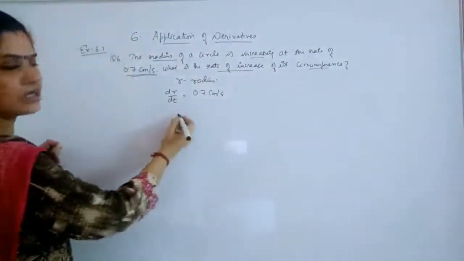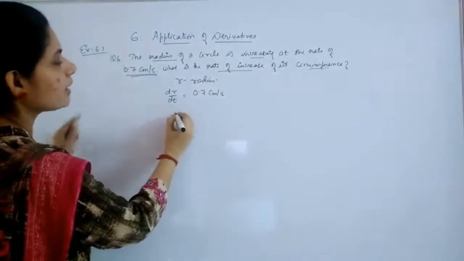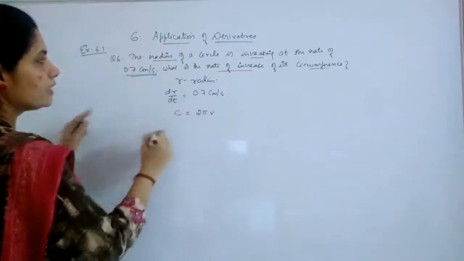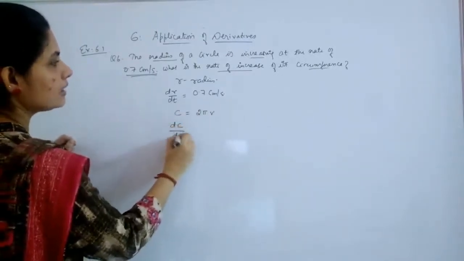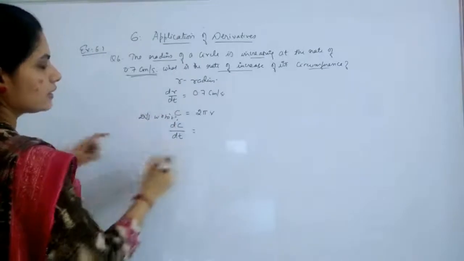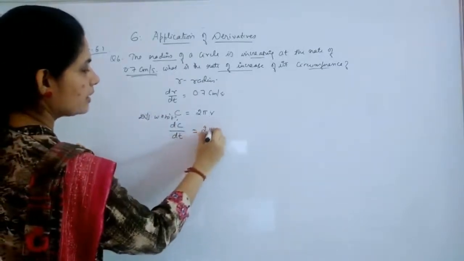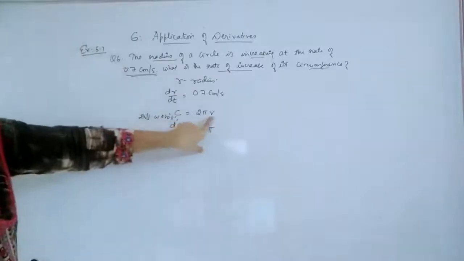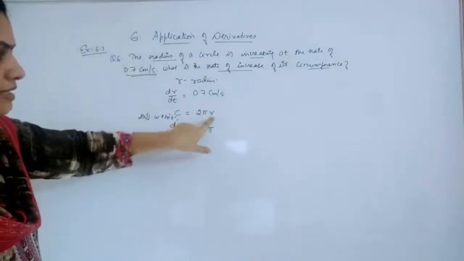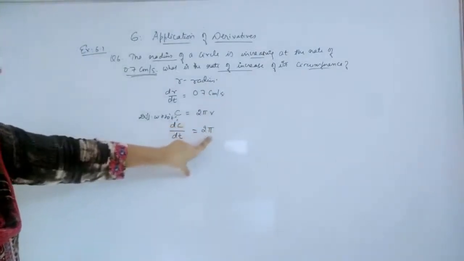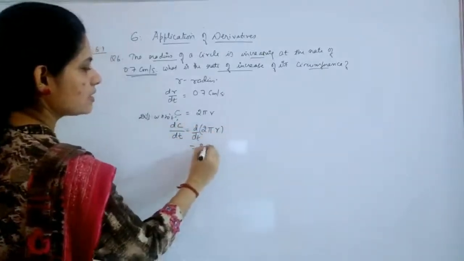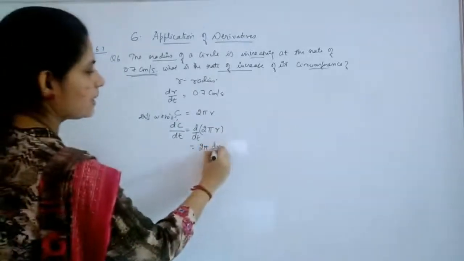So start with the circumference of a circle, which is 2 pi r. Suppose C is the circumference, so C is equal to 2 pi r. You have to find out what is dC by dt. So we are just differentiating with respect to t. You get dC by dt is equal to 2 pi. Here, suppose it was x and we are differentiating with respect to x, you would write it as 2 pi. But here the case is r is also depending on t. So you can just say this is d by dt of 2 pi r. 2 pi is constant, but r is depending on t, so you will get dr by dt here.